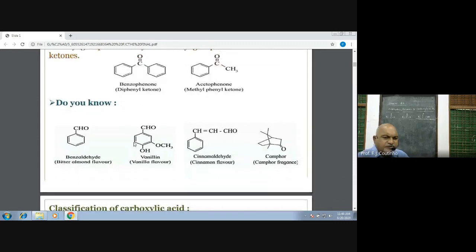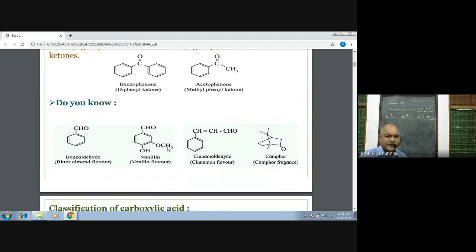Now here there are a few structures of aldehydes and ketones. This is known as benzaldehyde. What is benzaldehyde? It has an aldehydic group. It is also known as bitter almond flavor. They have a good flavor, so it is known as bitter almond flavor. Here this is vanillin, so it has a vanilla flavor. Now what is vanillin? If you see, this is a benzaldehyde.